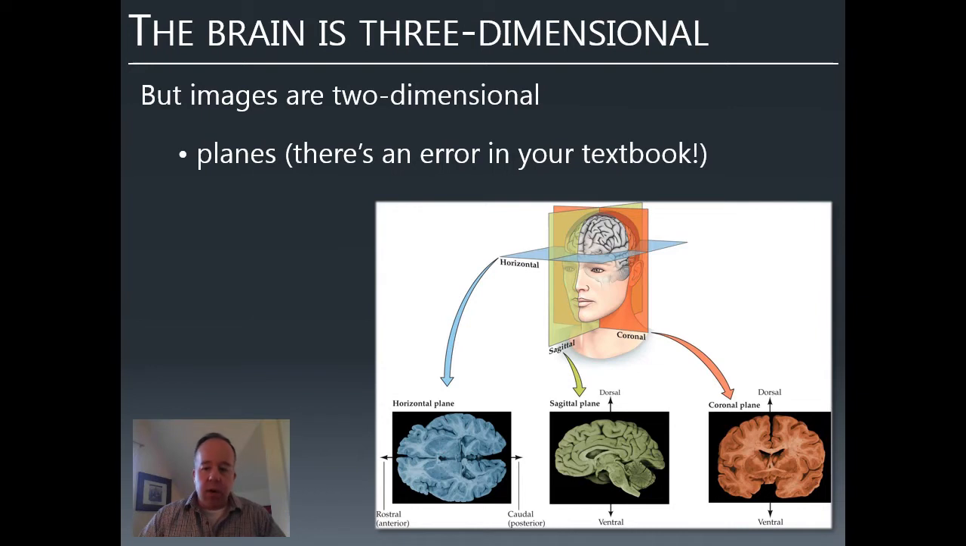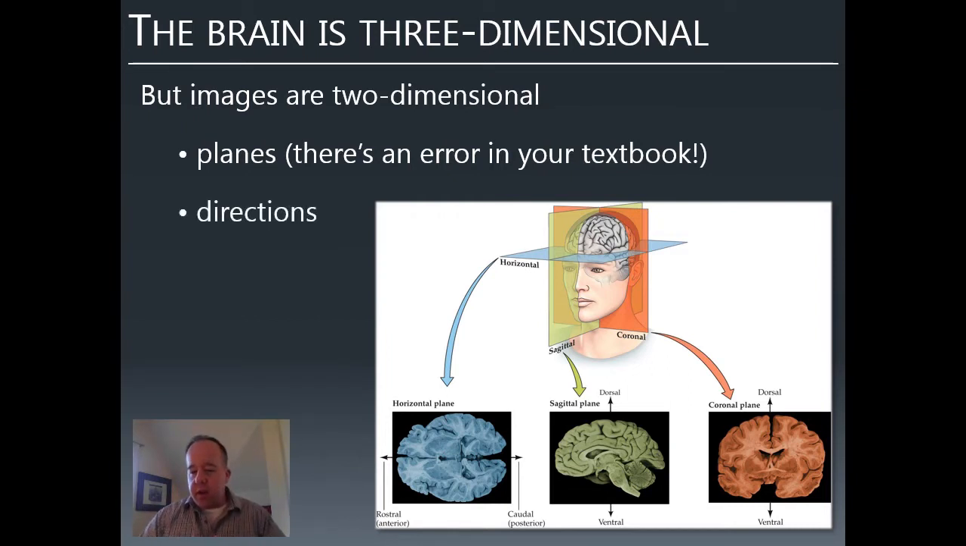By the way, there's an error in your textbook. It refers to the coronal plane as transverse. That's incorrect. Transverse is actually the horizontal plane. I don't know why they did that, but it doesn't matter much because we're not going to use the term transverse in this course. I will use the terms horizontal and coronal. So the error is not that important, but it's worth noting.